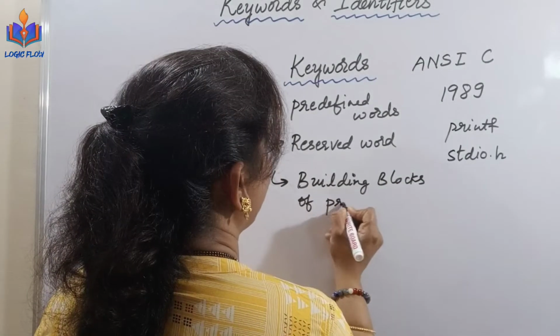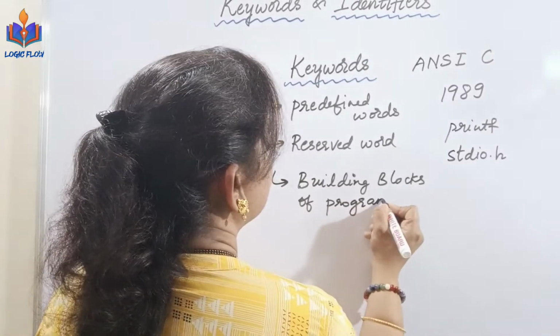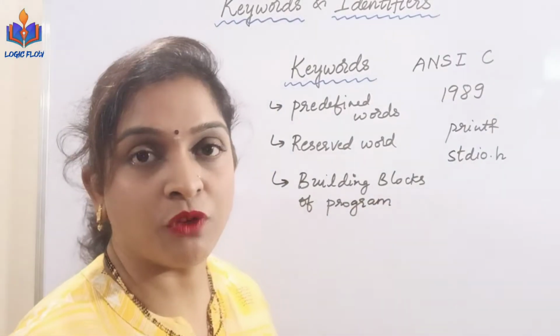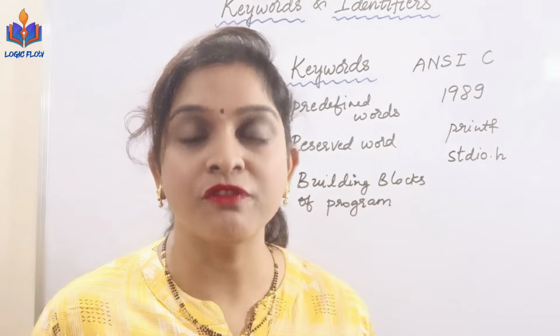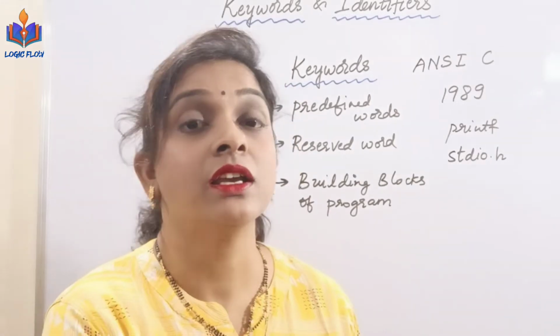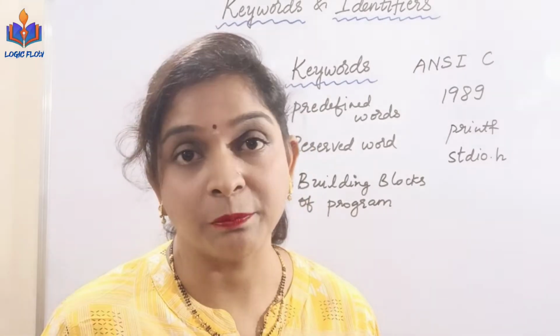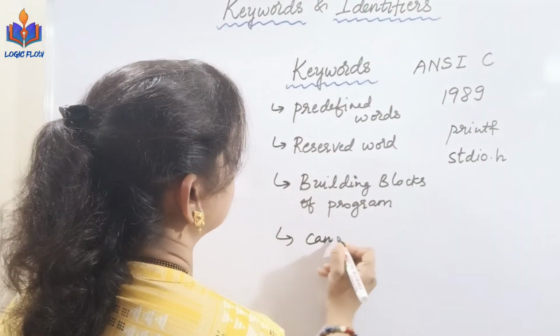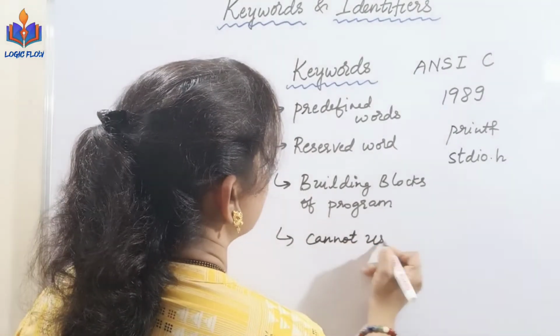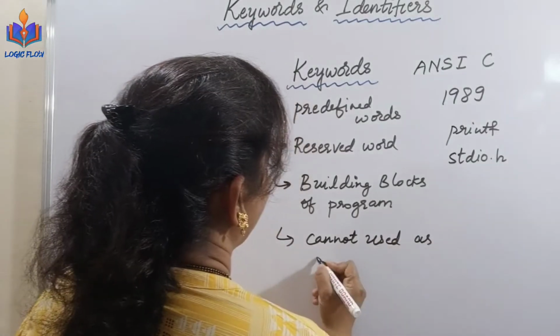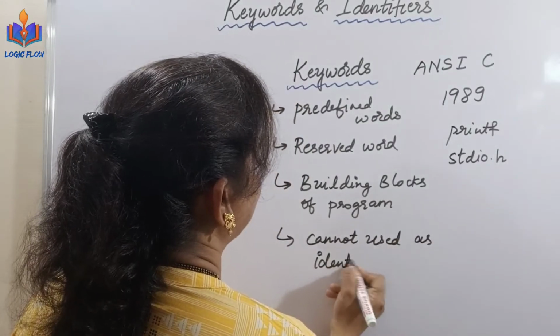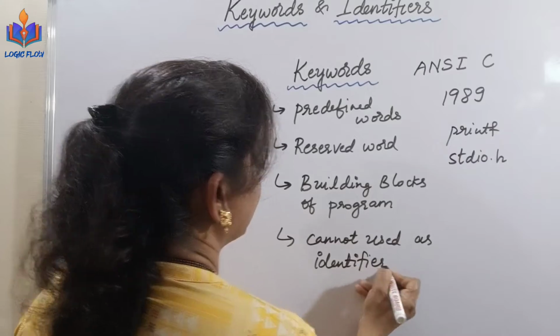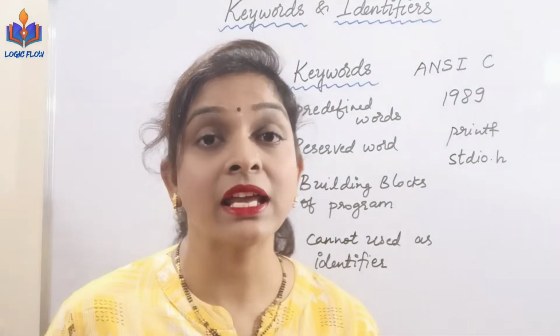When I say program, we write some set of instructions, some set of statements. In these set of instructions, we make use of these building blocks. So keywords act like building blocks in our program. Then, these keywords cannot be used as identifiers. I'll tell you what this identifier actually is, but it cannot be used as an identifier.